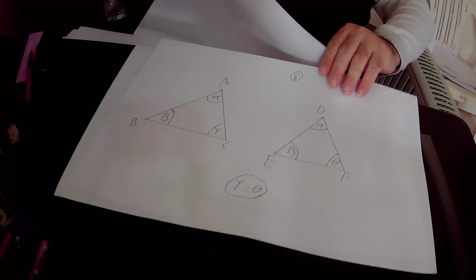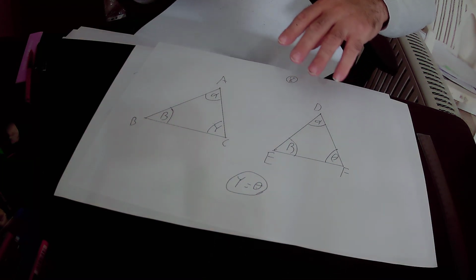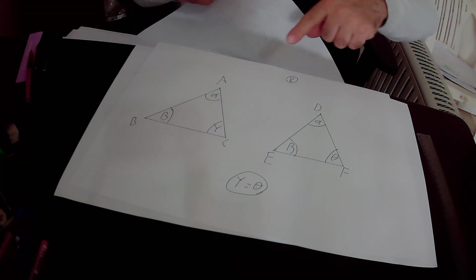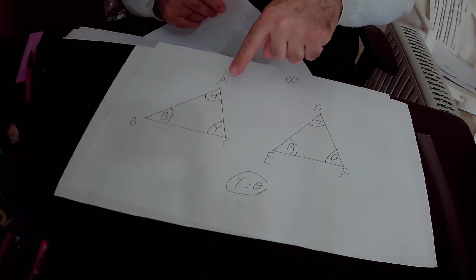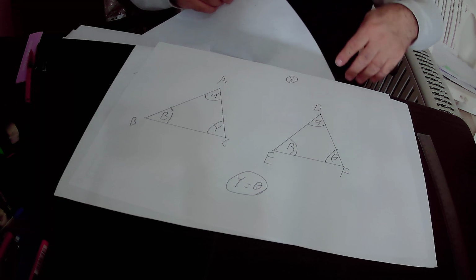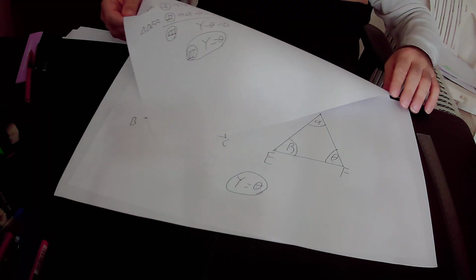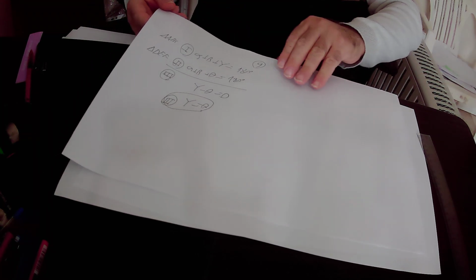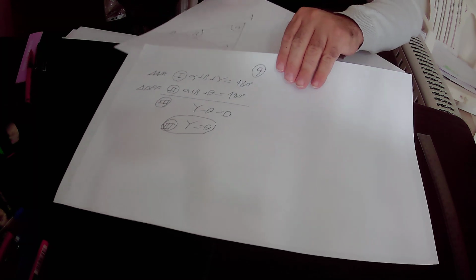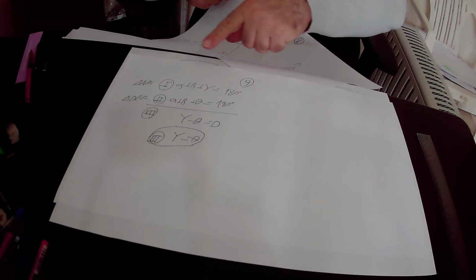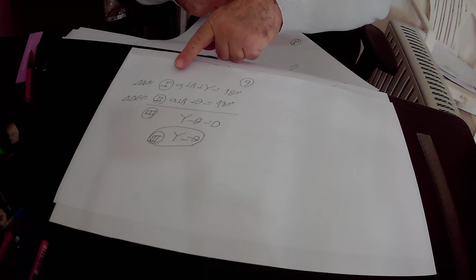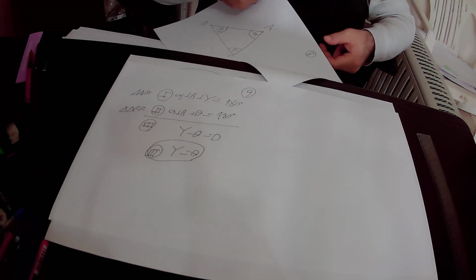We know that the sum of the angles in any triangle equals 180 degrees. The sum of the angles in triangle ABC is alpha plus beta plus gamma, and it equals 180 degrees. So equation number 1 states that alpha plus beta plus gamma, that is the sum of the angles in triangle ABC, equals 180 degrees.